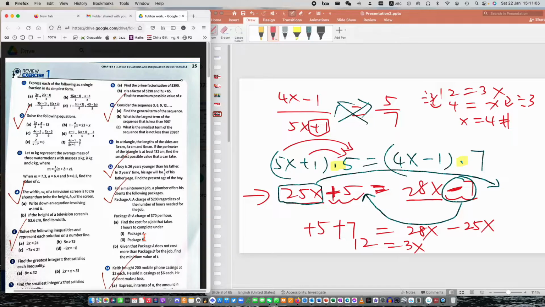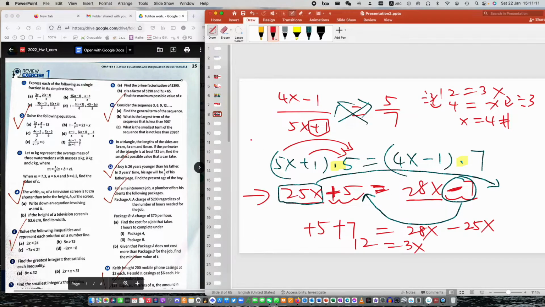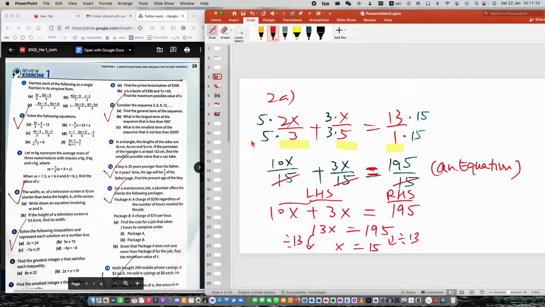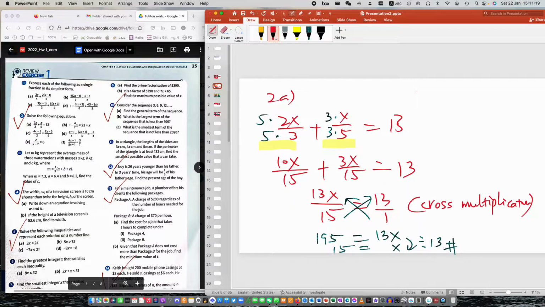So, I'm done with question 2. I have shown you 2 methods. The first one is to make the denominator the same throughout, and then delete the denominator. Then, of course, the second one is to use cross multiply. Alright? Okay, good. So, let's go to 4.